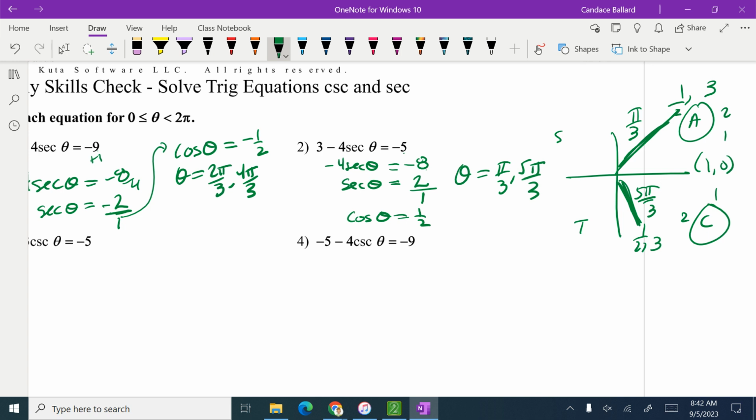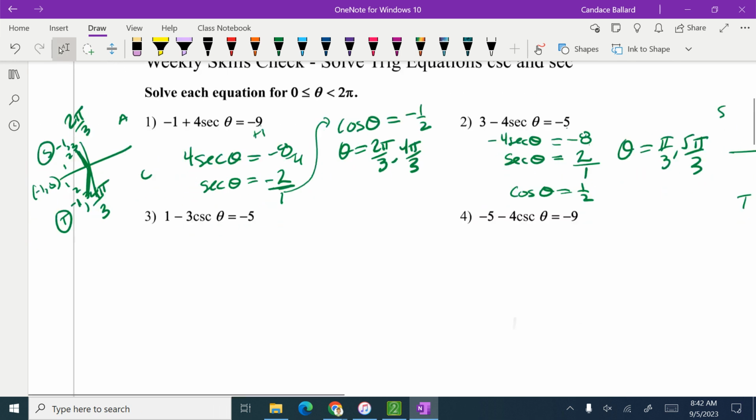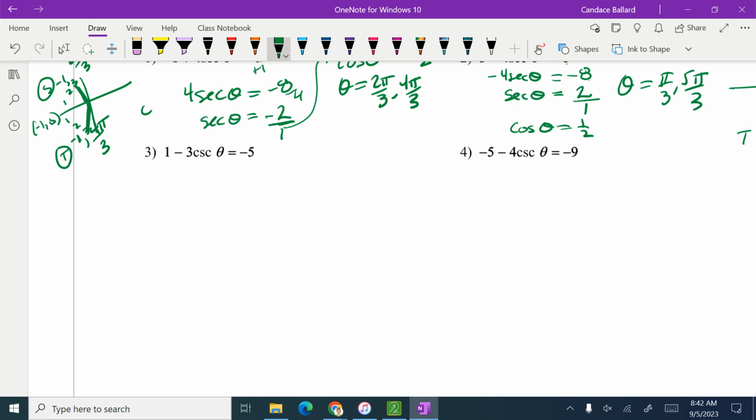Okay. We're going to try some cosecants now. Looking at number 3, what do I need to do first? Subtract 1. So we've got negative 3 cosecant of theta equals, what's negative 5 minus 1? Negative 6. Now what? Divide by negative 3. Excellent. So negative 6 divided by negative 3 is what? 2.